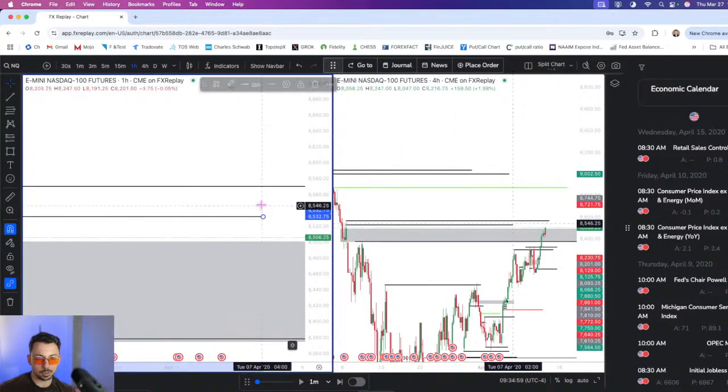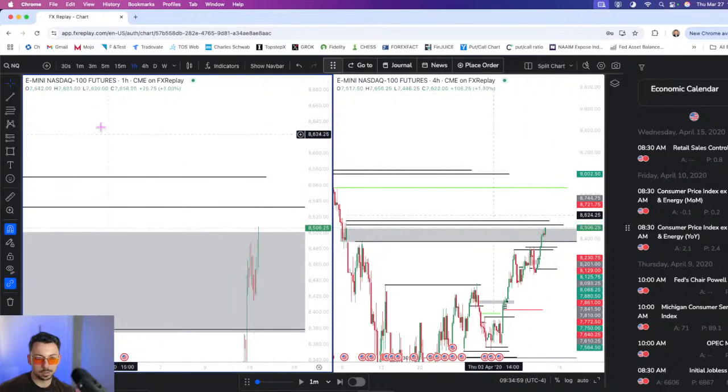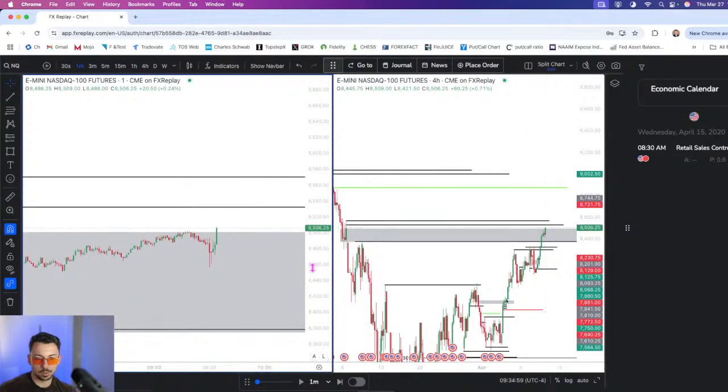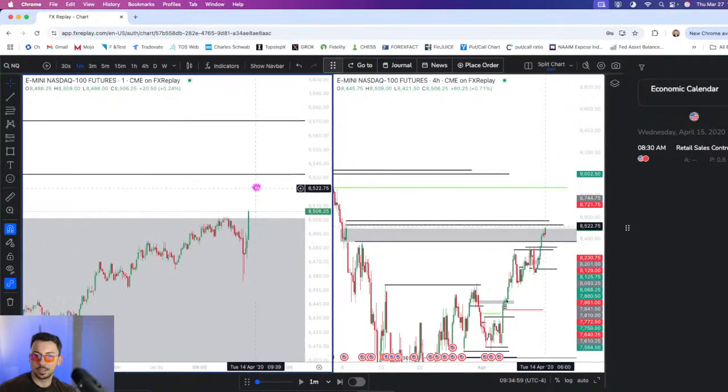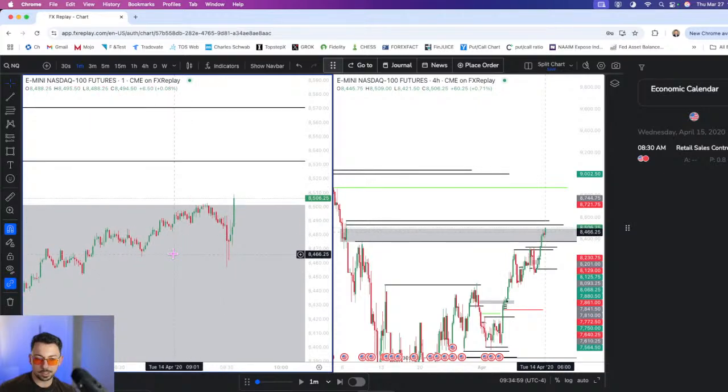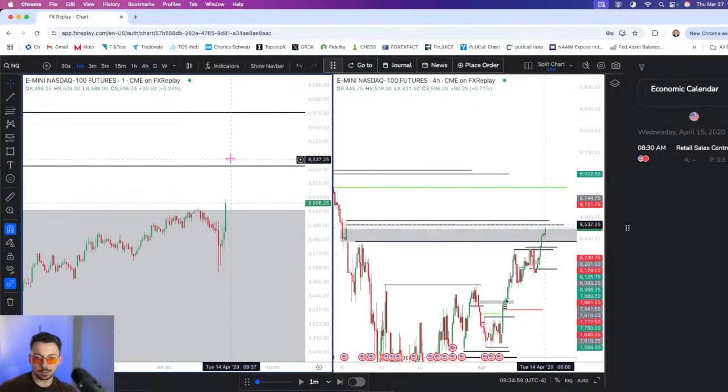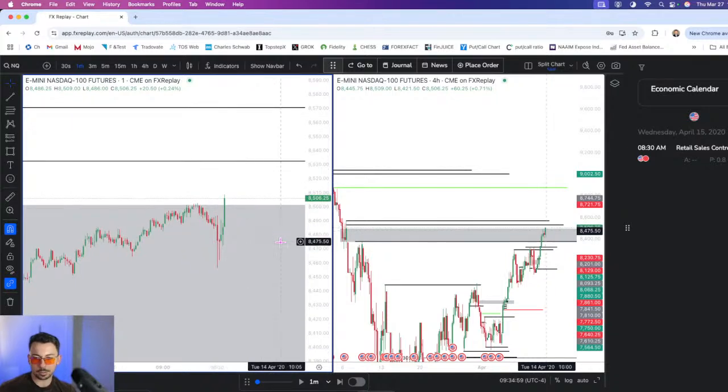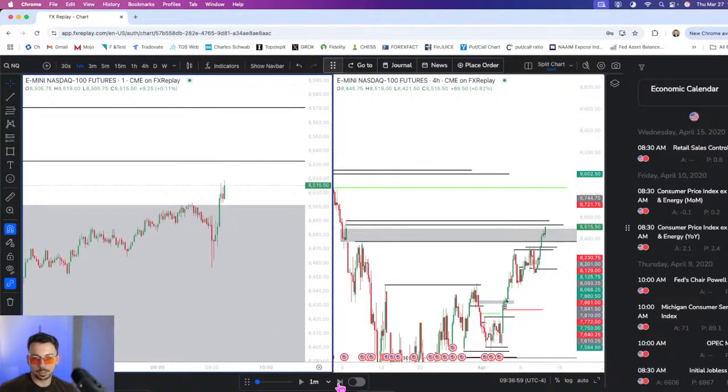But I'm not going to long this personally. This is something I'd have to watch. But yeah, this 1 minute was decent. We did sweep liquidity, and we did trade into this bullish 1 minute gap. This is probably going to go up here, but nothing that I would enter personally. Because we're at the high of a volume imbalance, I'd be very careful here.